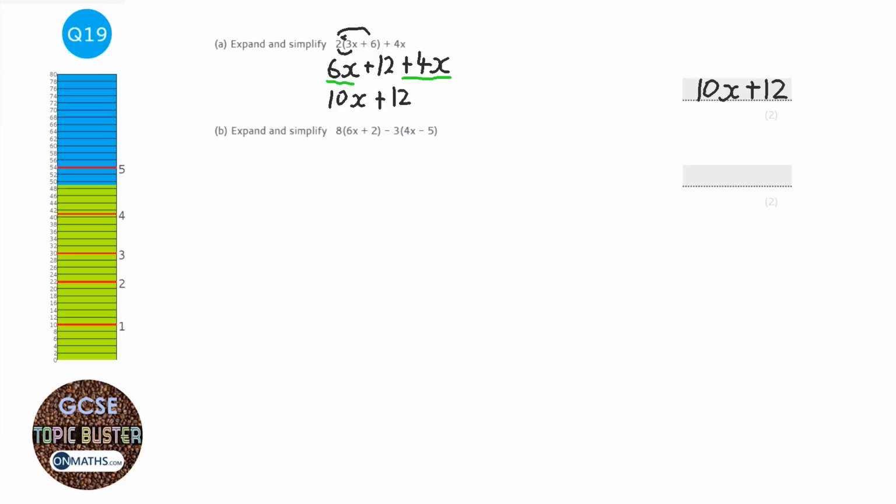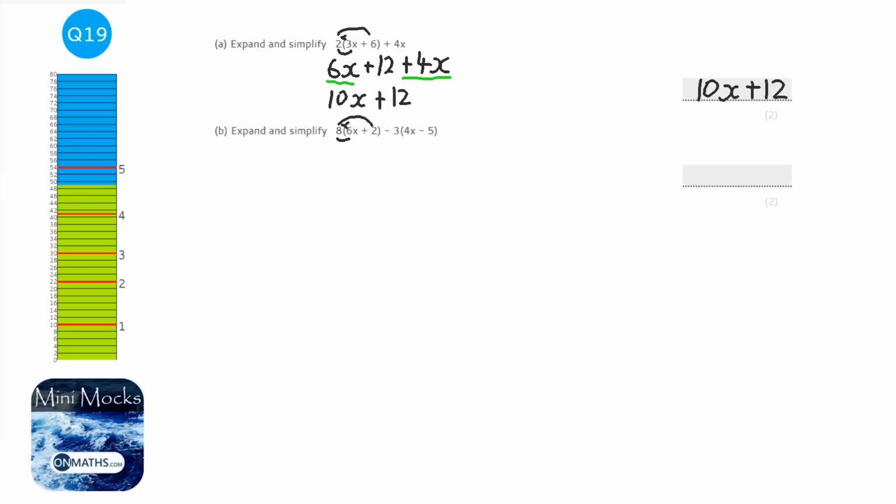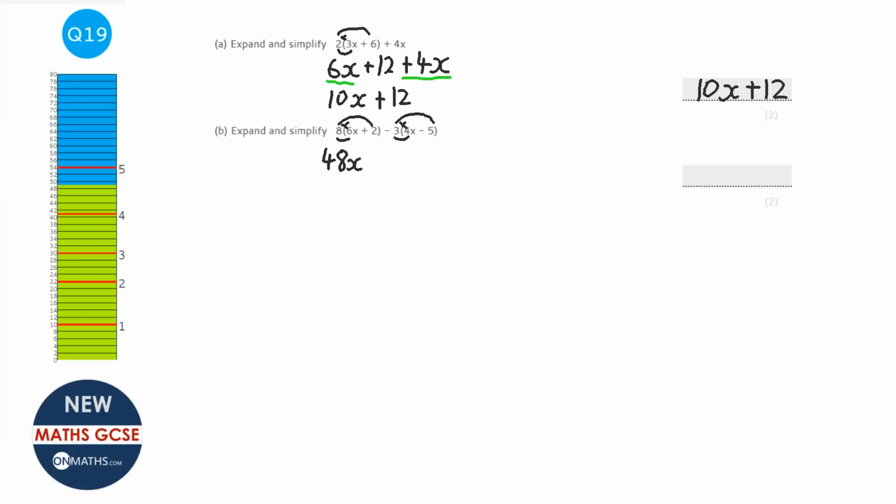Okay, the next one, there's a double smiles and rainbows. We've got one here, a times sign there, and we've got one here. So we'll do the first one first. So 8 times 6x, so we do 8 times 6, which is 48, and then we've got the x. Then we do 8 times positive 2, which is 16, so plus 16. Now that's nice and easy.